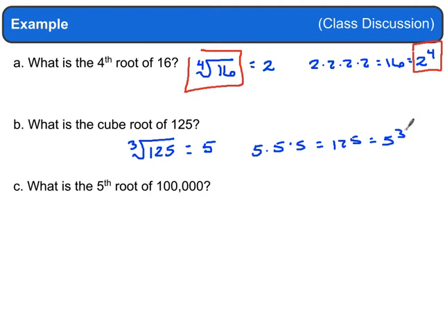So then we want to know what is the fifth root of 100,000. And so that ends up just being 10. Right? And then for the same reason, you multiply 10 by itself 5 times, or it would be the same thing as 10 to the fifth power.